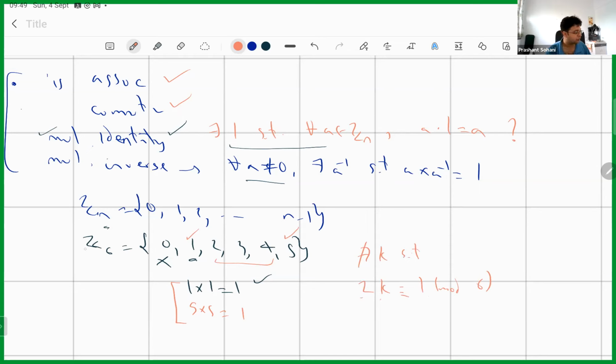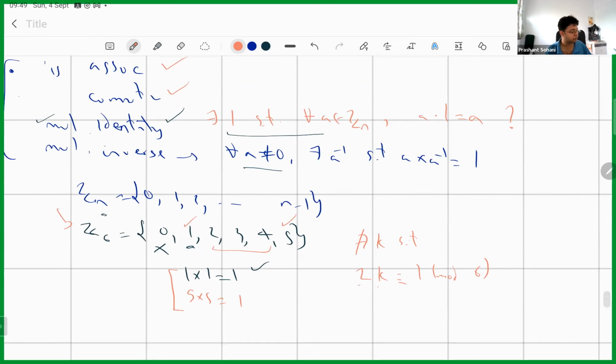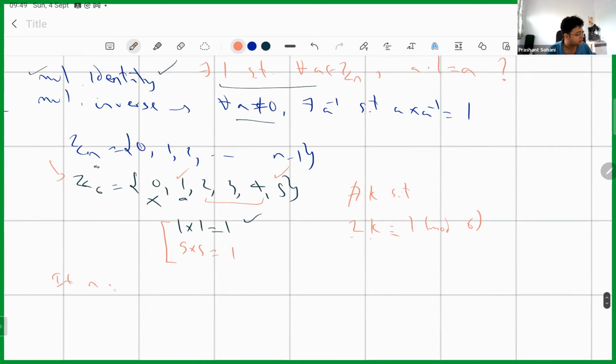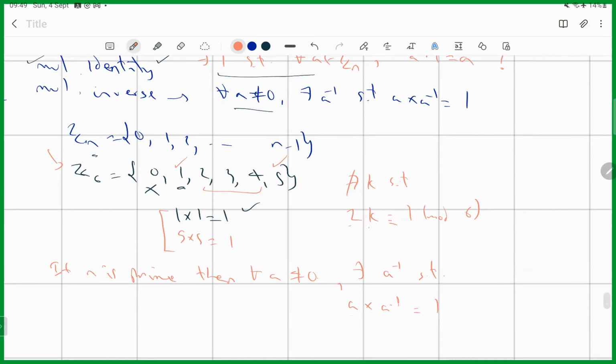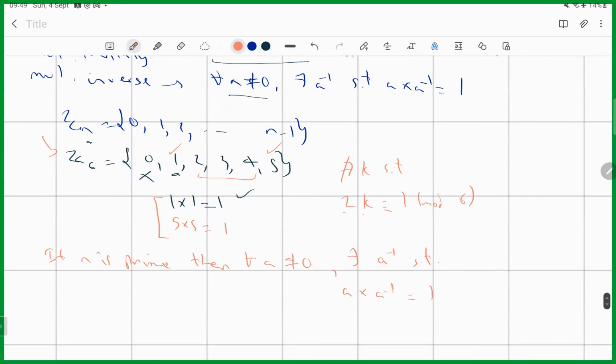Okay, so if n is composite, then it looks like it may not work. But do you see that if n is prime, then such an equation will always have a solution? Then for all a not equal to 0, there exists a number a inverse such that a into a inverse equal to 1. Okay. So, for 2, 3, and 5, it should work with me.